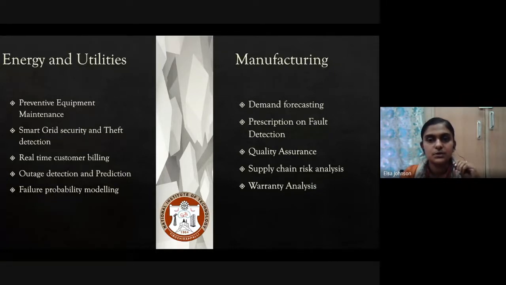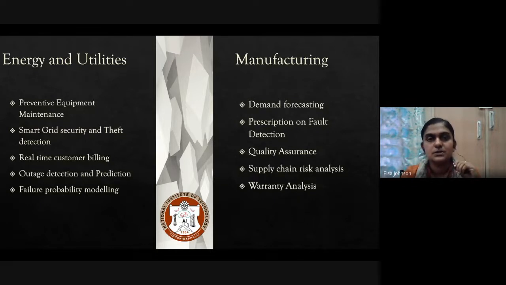If you know that a particular assembly line is going to fail, then you can change or do something about it so that the production won't be disrupted. And quality assurance. Quality assurance means how data science and machine learning, particularly image processing, is used to detect the quality of what is going through the assembly line. So I'll show a small video.